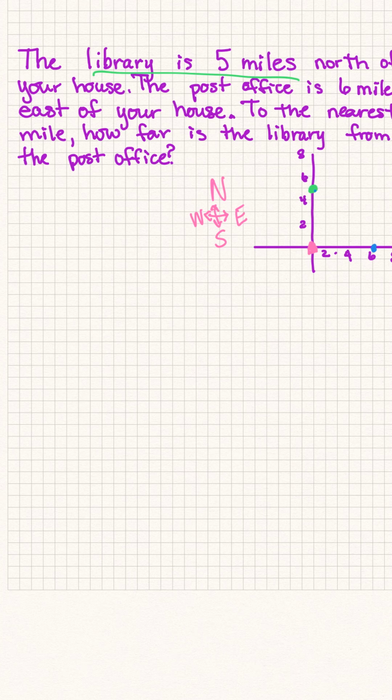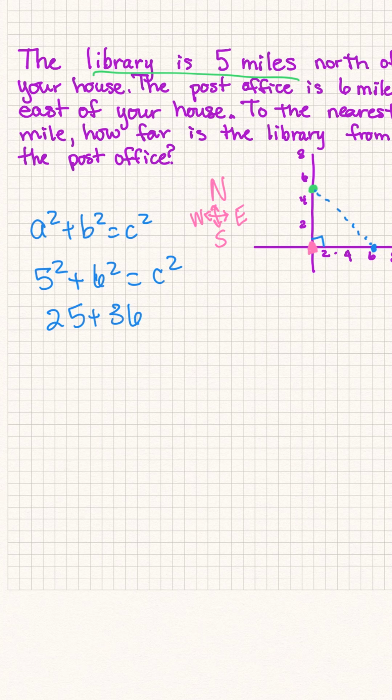So we want to find this. So let's see. This side, we're looking at A squared plus B squared equals C squared. So the library is 5 miles, so 5 squared. The post office is 6 squared equals C squared, because this forms a right triangle. 25 plus 36 equals C squared.